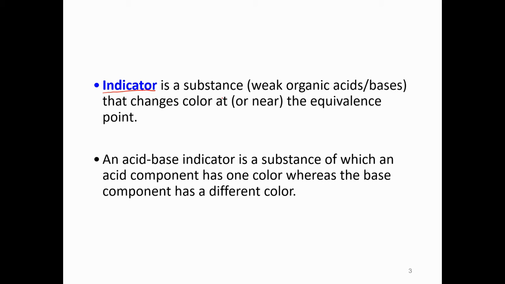An indicator is a substance, which can be a weak organic acid or base, that changes color at or near the equivalence point. An acid-base indicator is a substance in which the acid component has one color, whereas the base component has a different color.